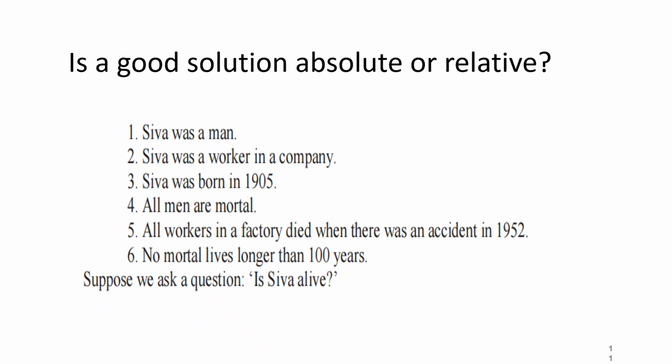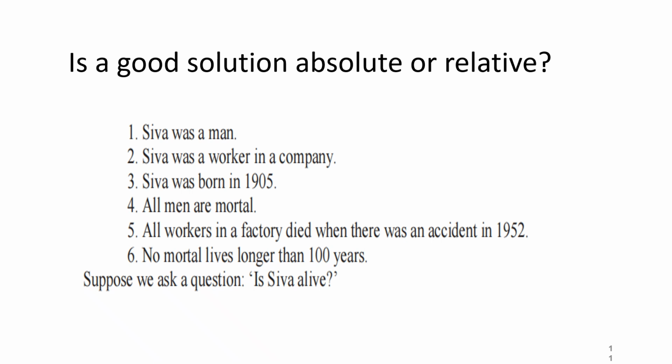There is a list of facts. Each sentence we can call a fact. Shiva was a man. Shiva was a worker in a company. Shiva was born in 1905. All men are mortal. All workers in a factory died when there was an accident in 1952. No mortal lives longer than 100 years. So a list of facts is given, and we have a question: is Shiva alive? How can we solve it?